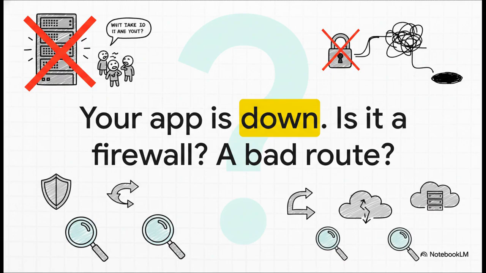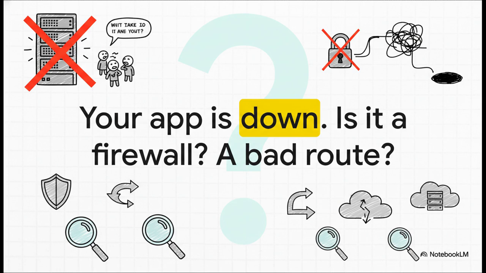We've all been there, right? You get that dreaded call. The app is down, users are getting antsy, and the pressure is officially on. You're basically fumbling in the dark, looking for clues. Is it some misconfigured security group that's blocking traffic? Maybe a bad route sending your packets into a black hole? The list of suspects just feels endless.